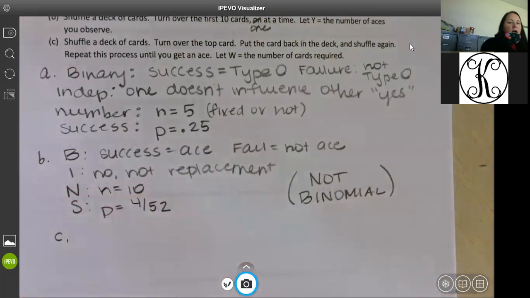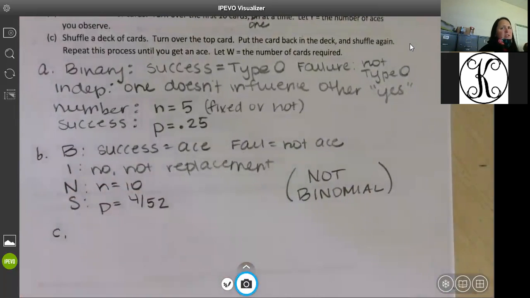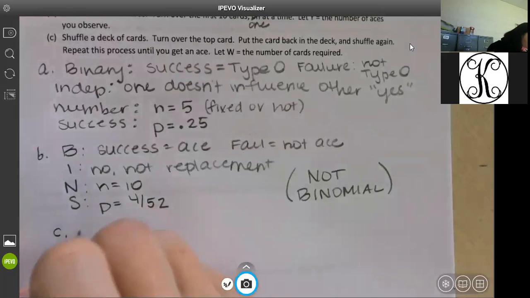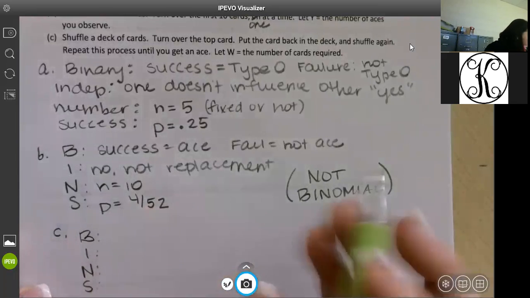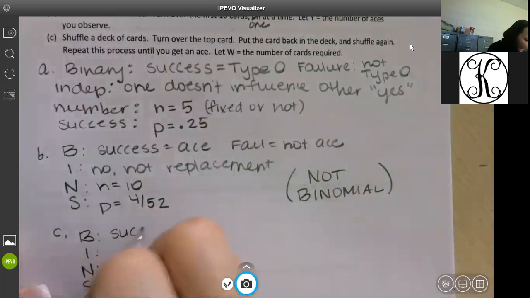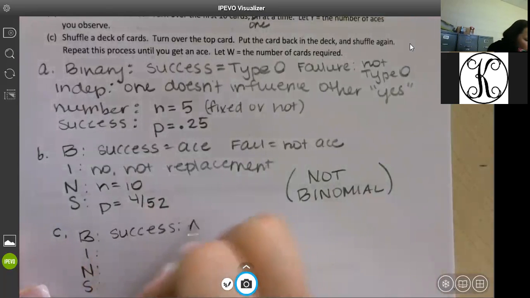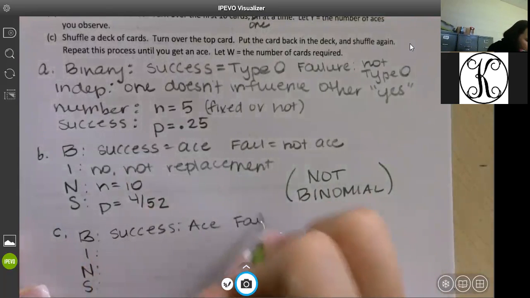Okay. All right. Part C. Shuffle a deck of cards, turn over the top card, put the card back in the deck and shuffle again. Repeat this process until you get an ace. Let W equal the number of cards required. All right. Is it binary? What's our success? What's our fail?